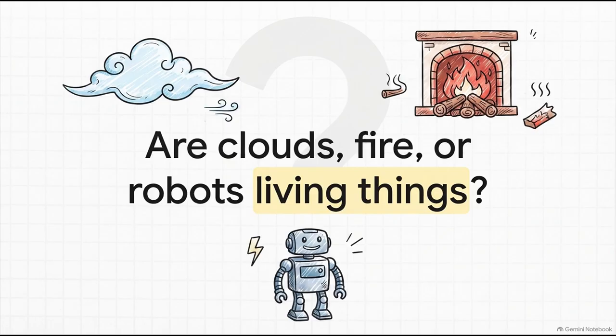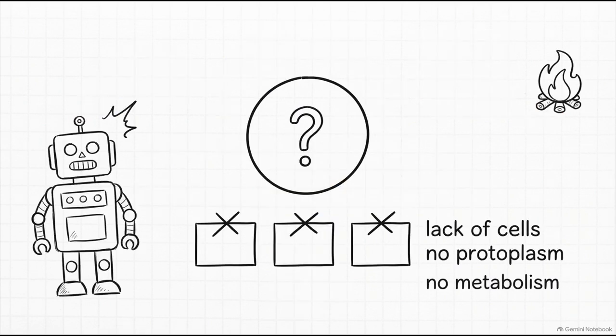Here's your first challenge. I want you to think about a cloud drifting across the sky, a fire roaring in a fireplace, or maybe a high-tech robot walking around. Are they living things? Take a second to mentally guess. A cloud definitely moves, a fire consumes fuel and literally grows, and a robot uses energy and responds to its environment, right? Okay, did you make your guess?